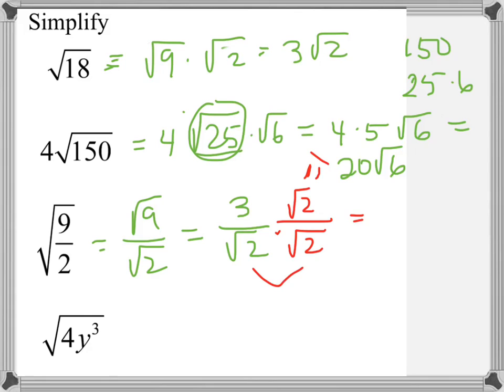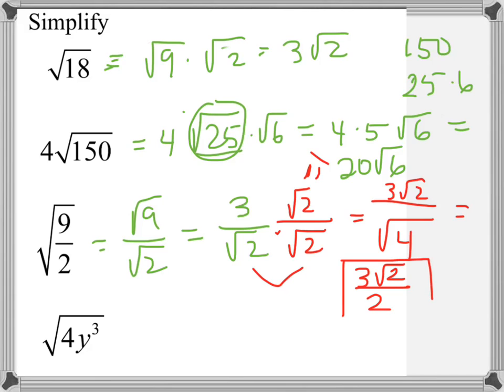So in the bottom here, the square root of 2 times the square root of 2 becomes the square root of 4. In the top we have 3 root 2. Well, the square root of 4 just becomes 2. So this fraction simplifies into 3 times the square root of 2, over 2. I know that seems very strange, but that is the process that we go through when we have a square root in the denominator.